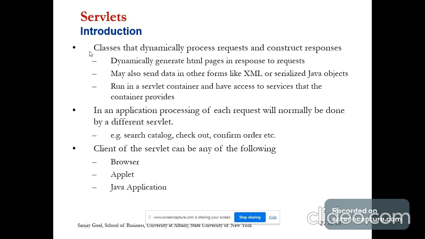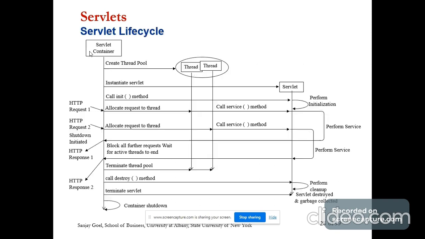In an application, the processing of each request will normally be done by a different servlet. For example, for searching a catalog, we need one servlet. For checkout, we require a different servlet. The clients of the servlets, meaning those that provide the request, are browsers, applets, and Java applications.